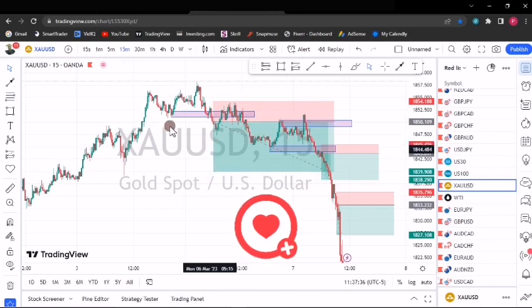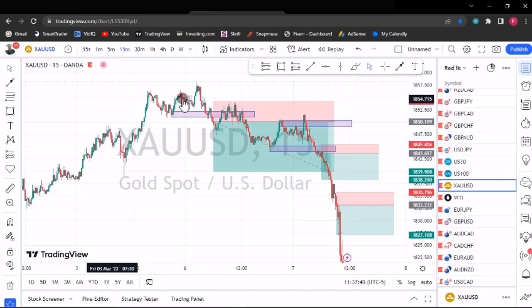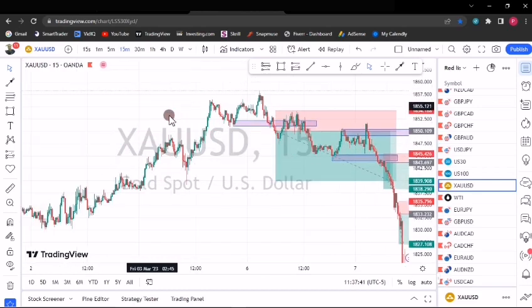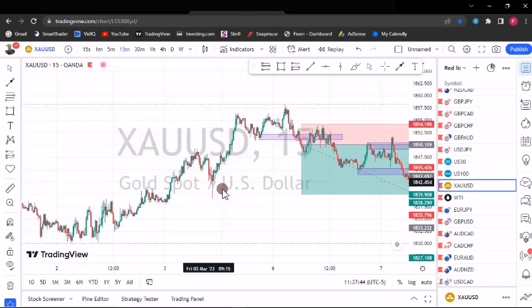I want to show you how I took these trades using the key level breakout strategy, and then I'm also going to show you how to identify key levels so that you can trade for yourself.